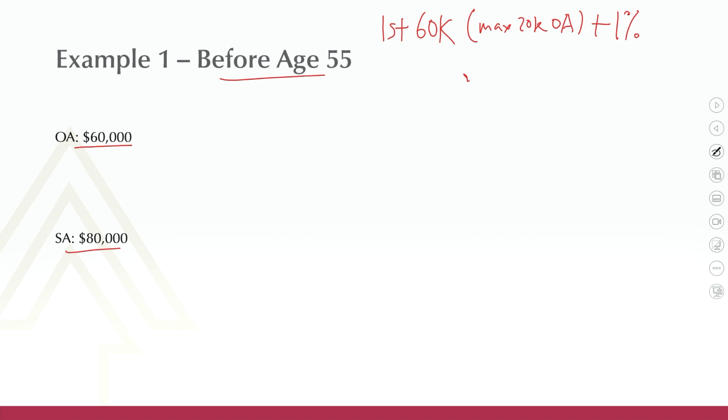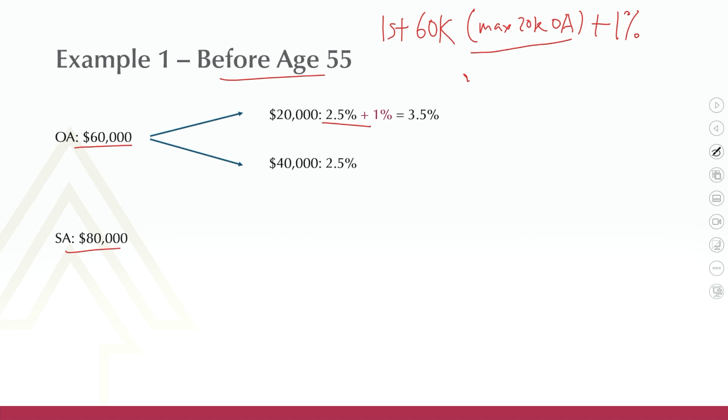In this case, this person has 60K in his ordinary account, but because there's a max of 20K for OA, we can split this 60K. The first 20,000 will get the 2.5% floor interest rate plus an additional 1% interest rate, which is 3.5%. The remaining 40K continues to earn that floor interest rate of 2.5%. For the special account, there is now 80,000 that has not gotten the extra interest rate. So let's come back to the details of the goodie bag.